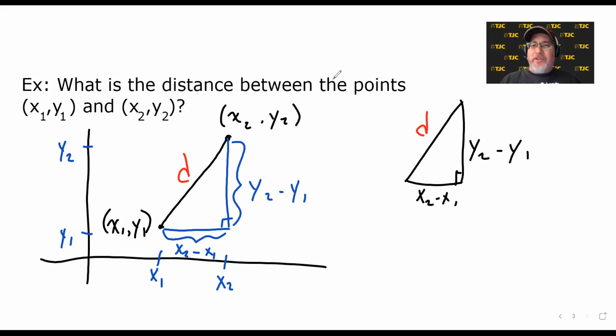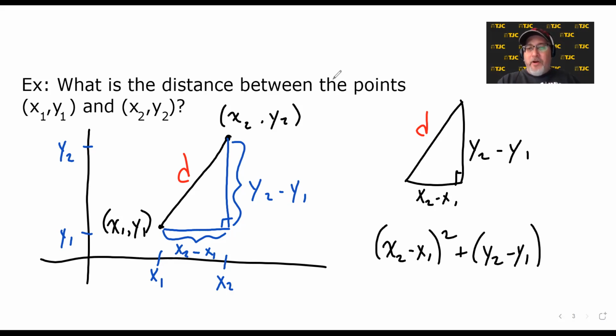Again, for the sake of simplicity, we're assuming that the answers to both of these subtraction problems are positive. If they were negative, then we would just subtract them the other way around, or we could take their absolute value either way. And then we hit this with the Pythagorean theorem. The first leg squared is x2 minus x1, plus the second leg squared, y2 minus y1, all that squared, is equal to the distance squared.